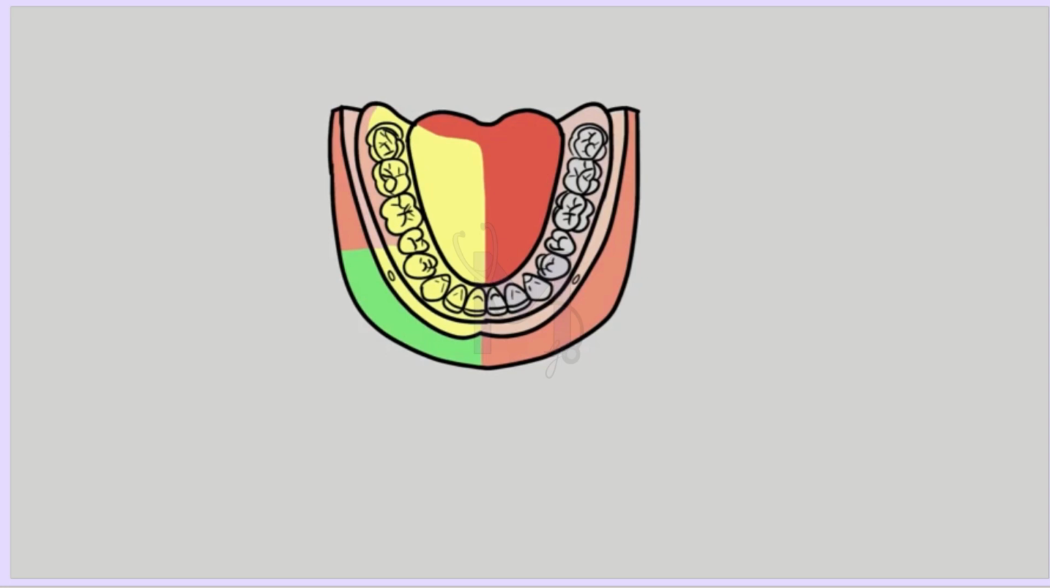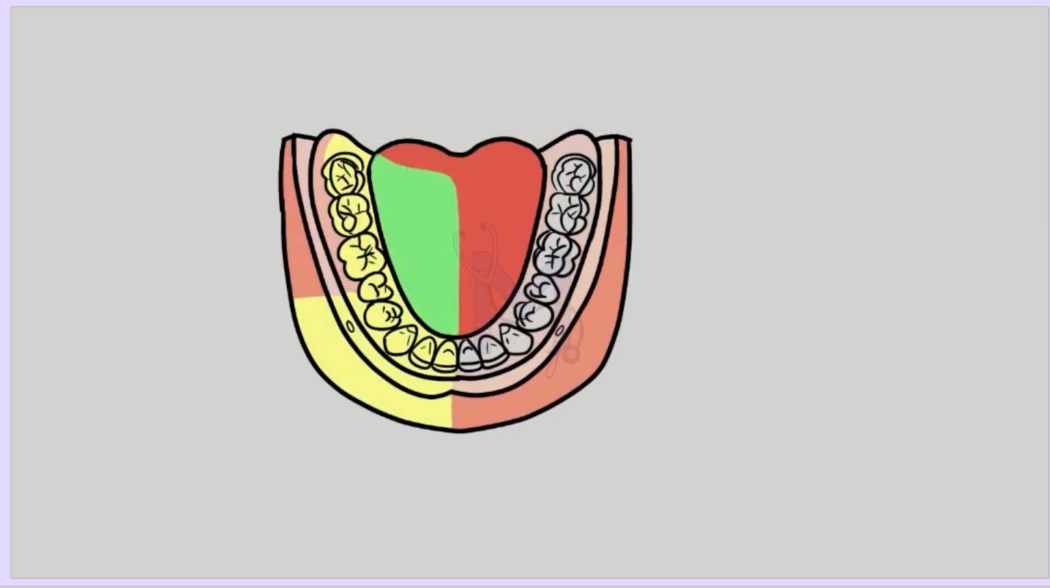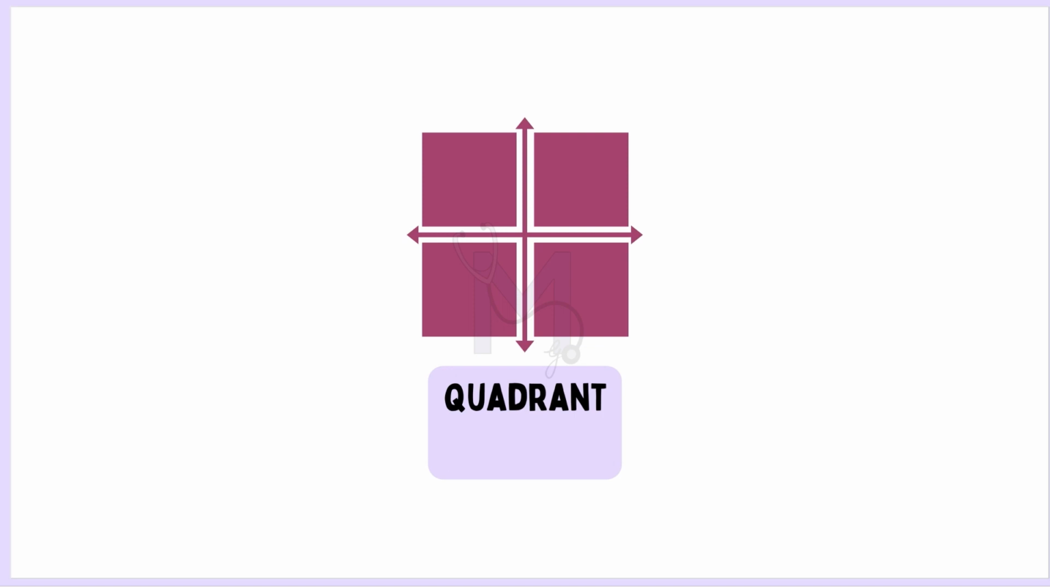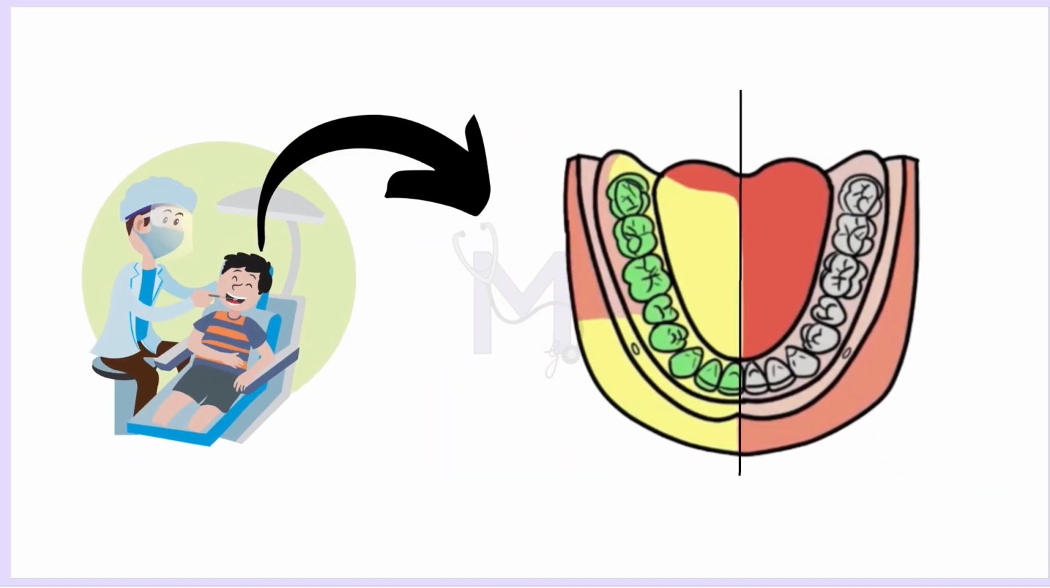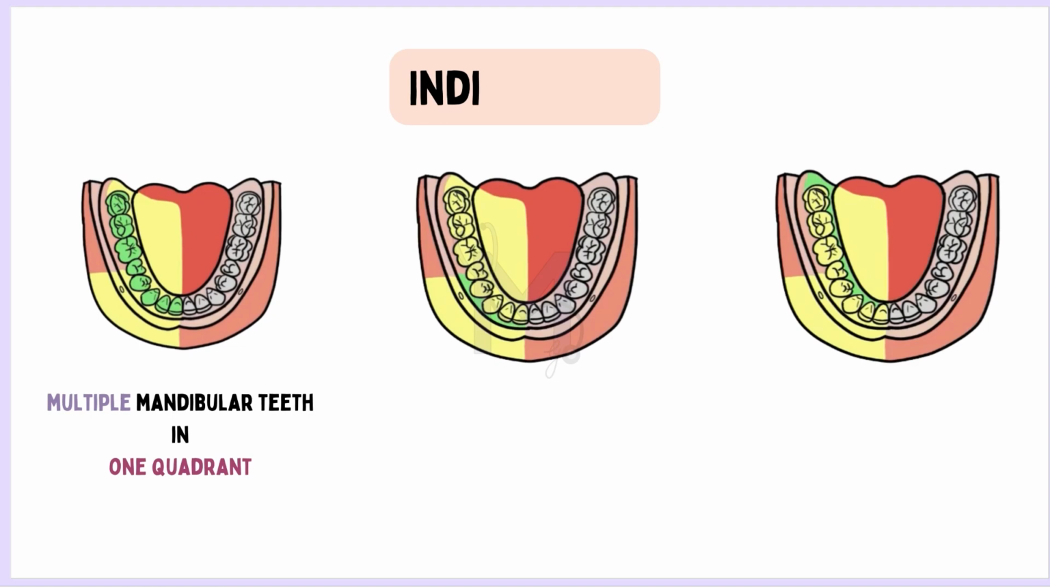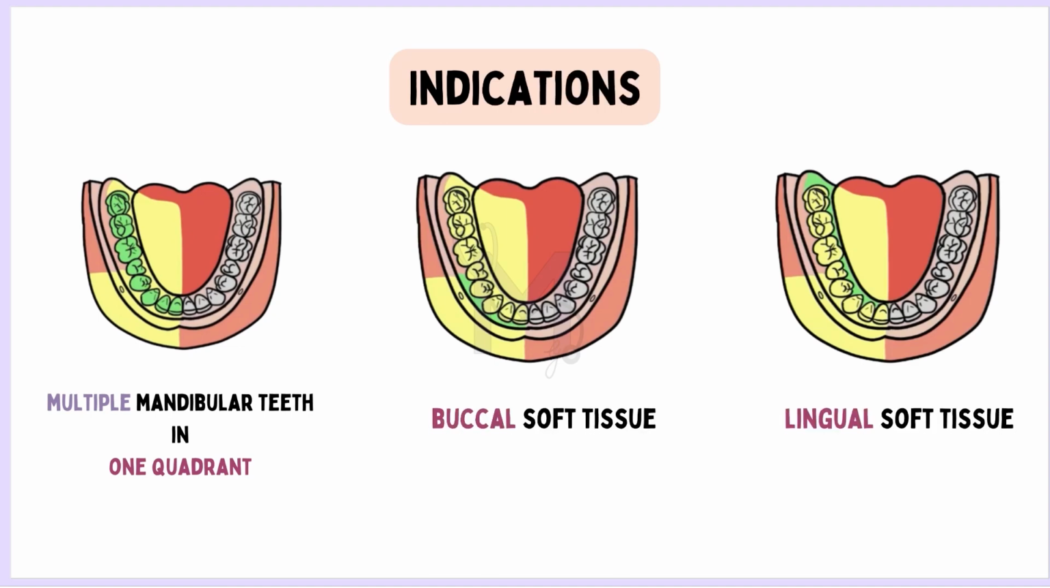Apart from these, the anterior two-thirds of the tongue and floor of the oral cavity, lingual soft tissues, and periosteum supplied by the lingual nerve are also anesthetized. Hence, this nerve block can be used for quadrant dentistry. This means that it is indicated when procedures are to be carried out on multiple mandibular teeth in one quadrant. Based on the areas it acts on, it is also indicated when buccal and lingual soft tissue anesthesia is necessary.